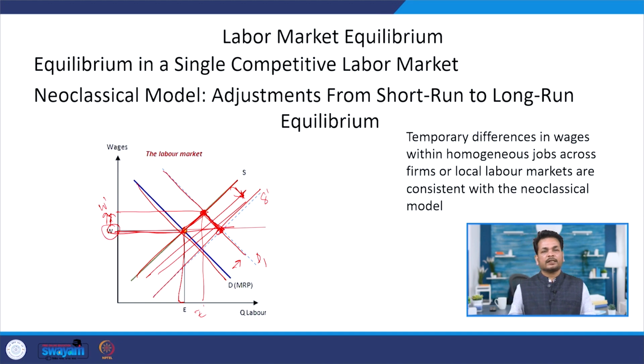So, neoclassicals are saying that there could be short run differences, but in the long run it will get adjusted. It is completely based on demand and supply forces. So, the implication of this neoclassical model is that wages are equalized across homogeneous workers and homogeneous farms. There is no incentive for the farms to pay a high wage rate, as this will not affect productivity. However, this does not imply that wages won't vary across different workers or across different farms.